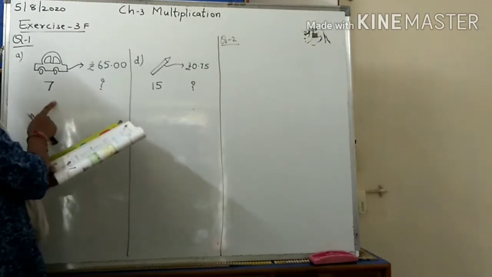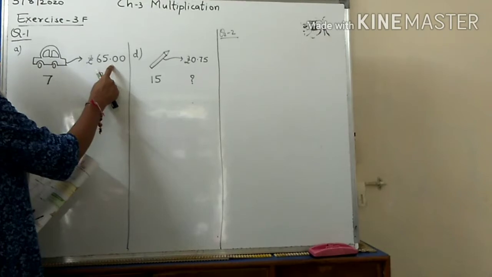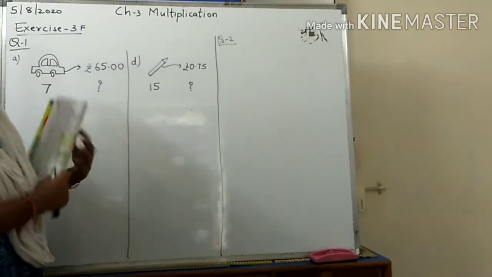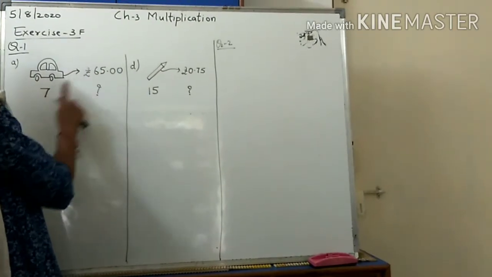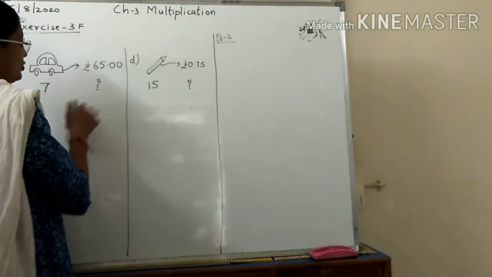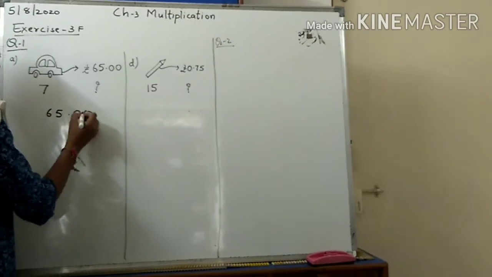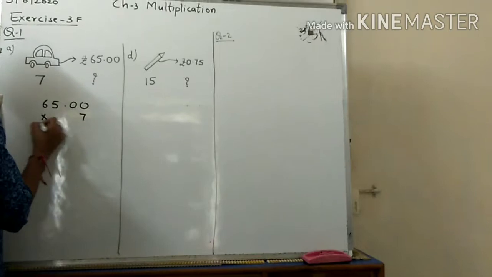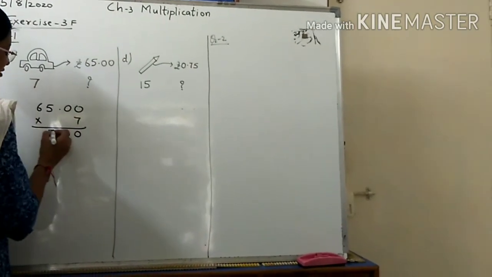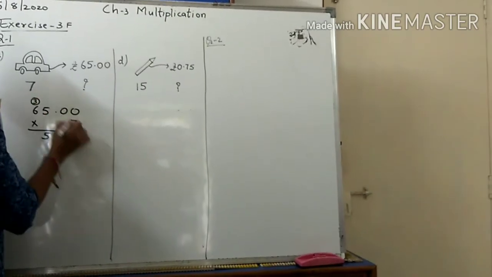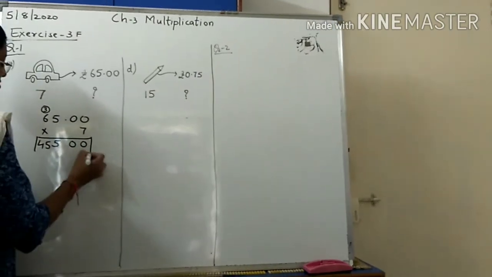Like in number A, a toy car is shown which is having rupees 65 as a price. Then what do 7 toy cars cost? Okay, so one toy car is of rupees 65, then 7 toy cars of how many rupees? Then what you have to do here? Here you have to multiply 65 rupees multiply by 7. 7 zeros are 0, 7 fives are 35, 5, 3 carry, 7 sixes are 42 plus 3 is 45. Okay, this is your answer.